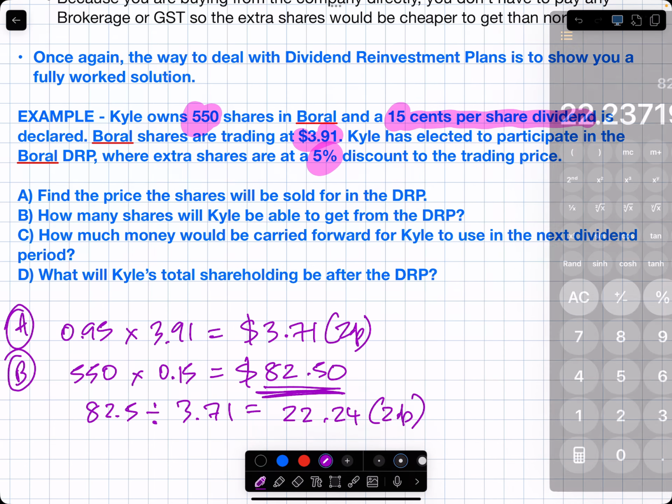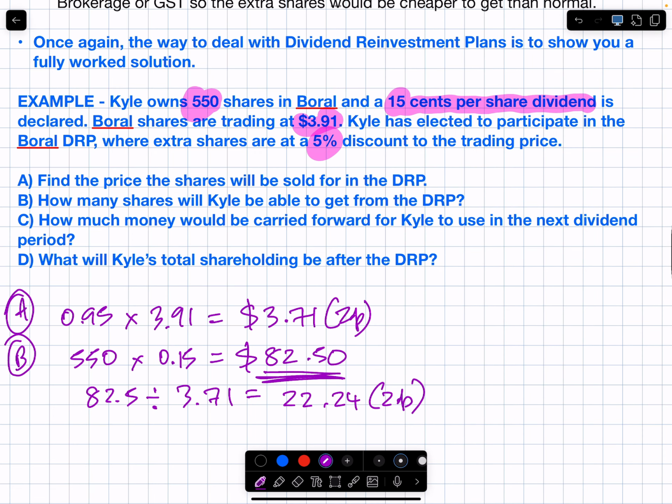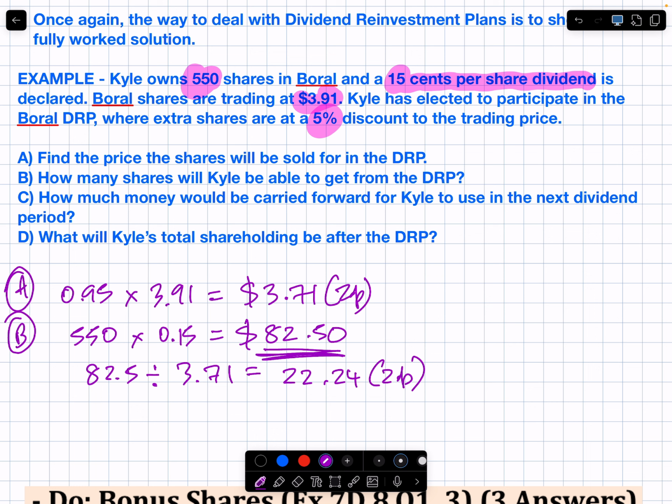And at this point, we have a conundrum. Can you buy part of a share? No. So how many shares will he get in full? Not 22.24. It's not going to be 23 because the 0.24 is closer to under. You're only going to get 22 shares. So therefore, 22 shares from the DRP.